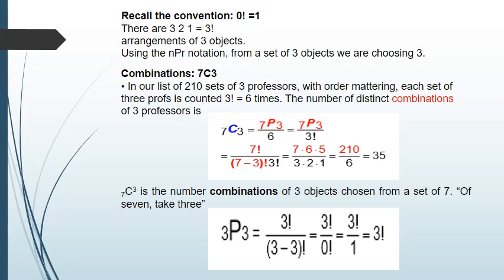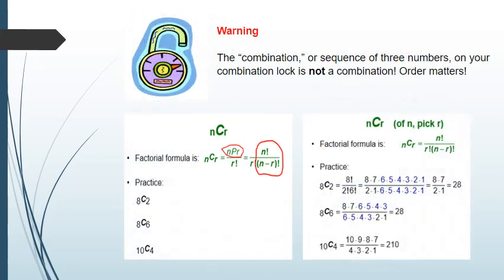7C3 is the number of combinations of 3 objects chosen from a set of 7. Of 7, take 3. Warning: the combination of 3 numbers on your combination lock is not a combination. Order matters.